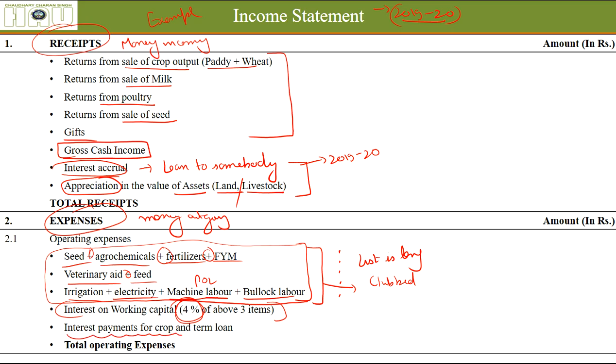Interest payments on crop and term loans: he is supposed to repay his loan in installments of short term and term loans. Short term loans are crop loans, term loans are machinery loans, loans on land, orchard loan, long term loans. So this is also an expense he is bearing. So the total operating expenses would be the total of all these things.